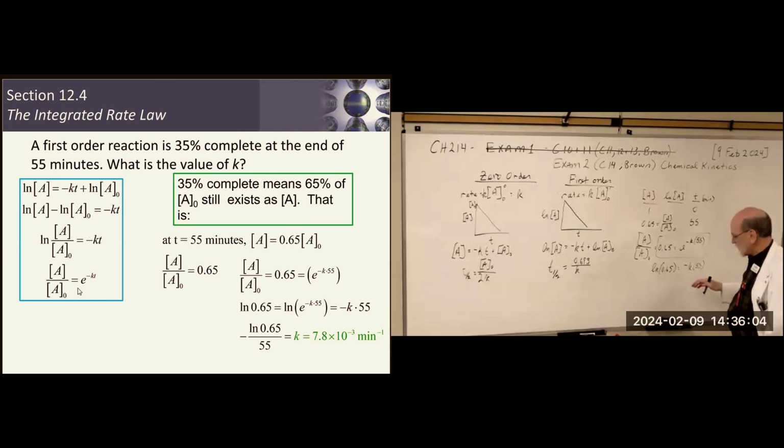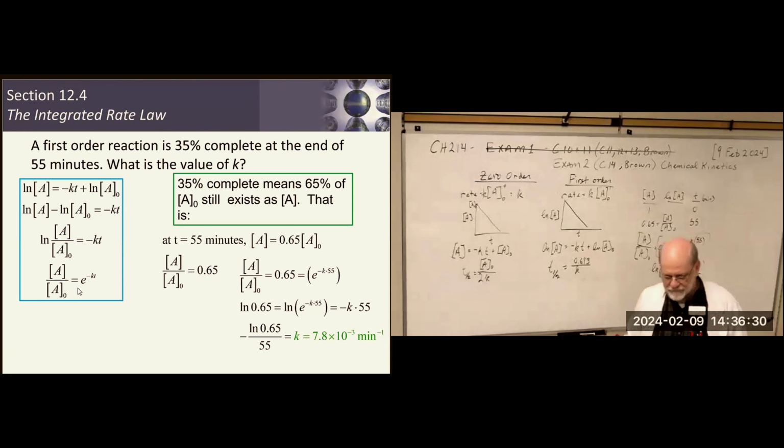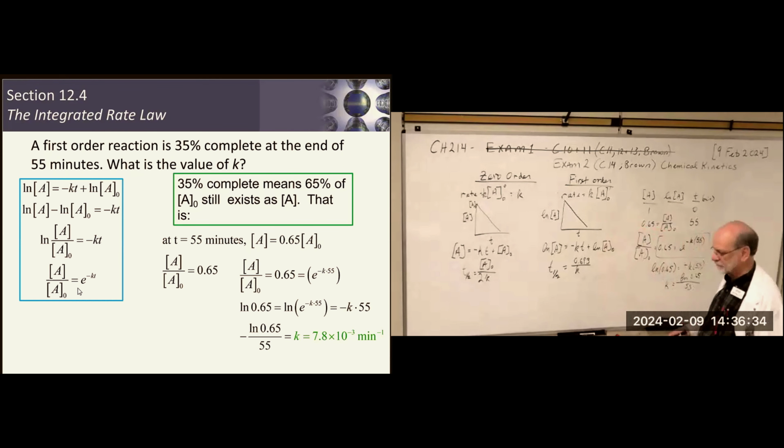So then all we have to do is say, all right, K then is going to be this log K. That's minus K, so I'm going to put the minus on that other side also. Natural log of 0.65 divided by 55, a negative number. I just take the natural log of this divided by 55 and change the sign, and we come out to 7.8 times 10 to the minus 3.